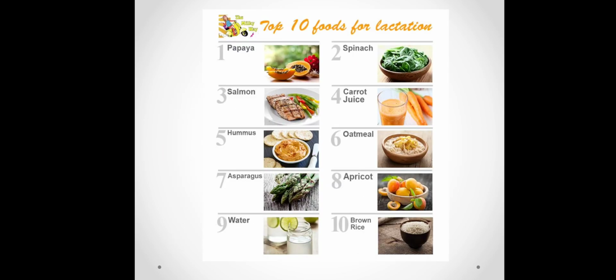Okay, so what are the top 10 foods for lactation? So, we have papaya, spinach, salmon, carrot juice, hummus. Okay, di ba kita hummus na parang roti, somewhat ganun. Oatmeal, asparagus, apricot, water, and brown rice. Okay, so ito yung top 10 na maganda for lactating women.